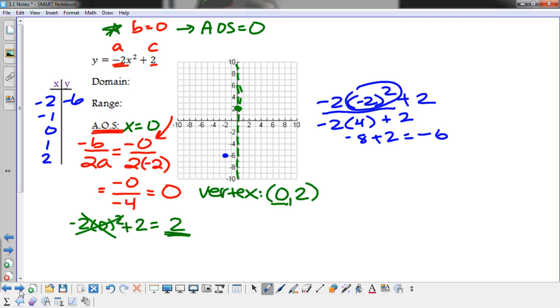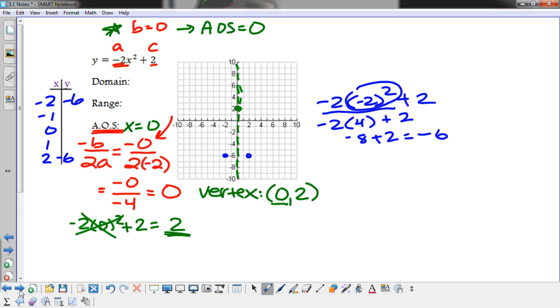So if this point is at negative 2, negative 6, reflected across that line, it would be at positive 2, negative 6. Right? It's like folding the graph across that line. Everywhere there's a point, you should have another point that shows up on the other side. So positive 2, negative 6 would be another point. And we don't even have to plug it in. So you can use that as well with your table. If you can just plug in one side, you're going to get the other side for free.